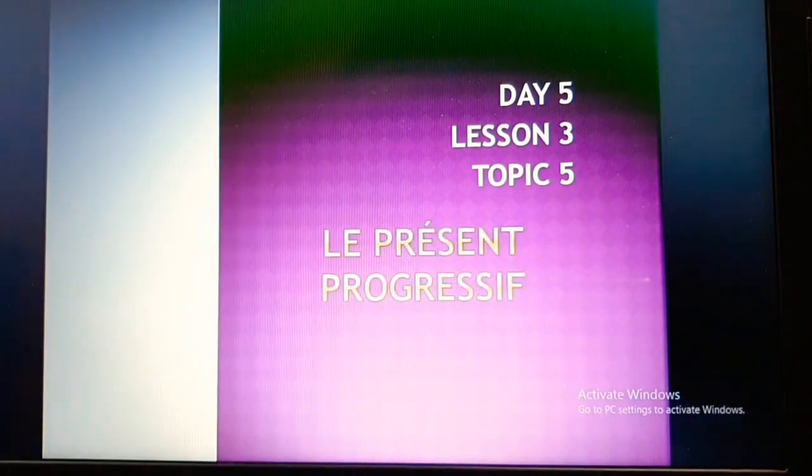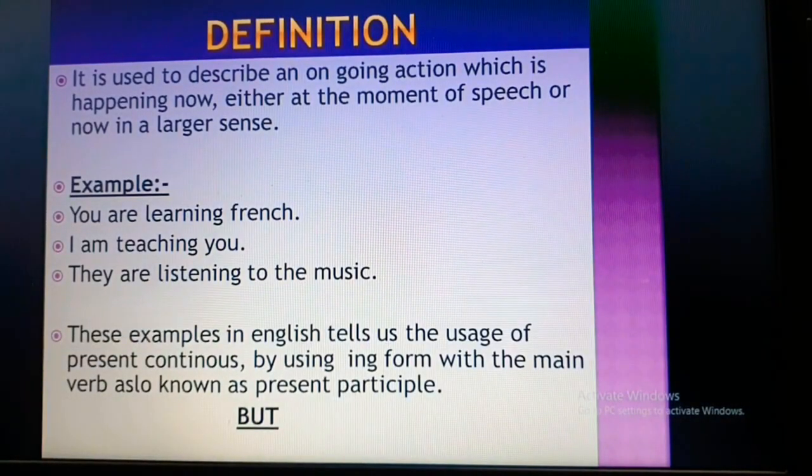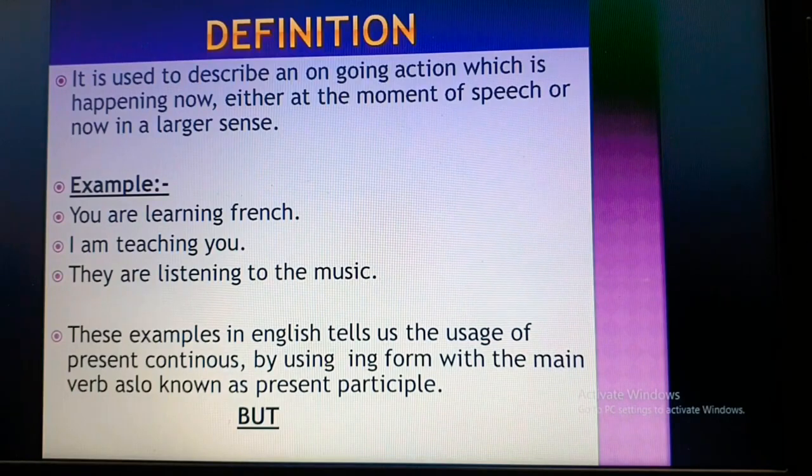So, today's topic is le présent progressif. Now, what is present progressive? Present progressive is the present continuous in French. We have a new version of saying present continuous in English, that is present progressive. Okay, now the definition says it is used to describe an ongoing action which is happening now, either at the moment of speech or now in a larger sense.